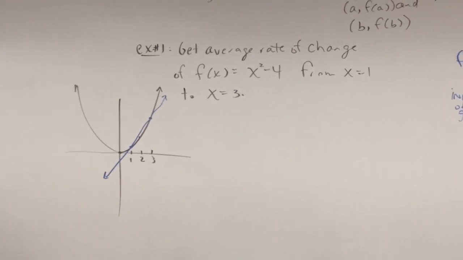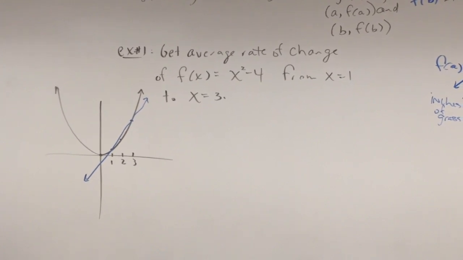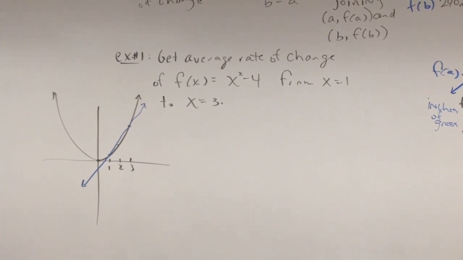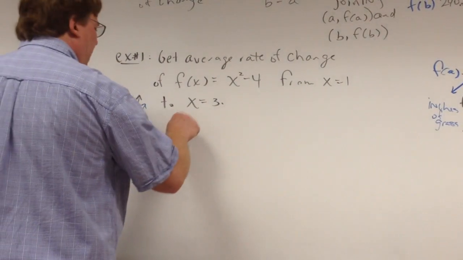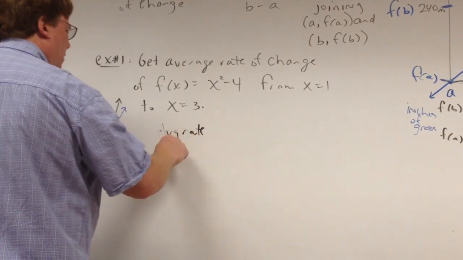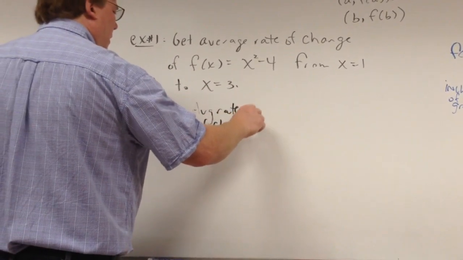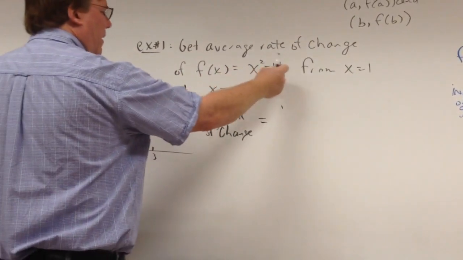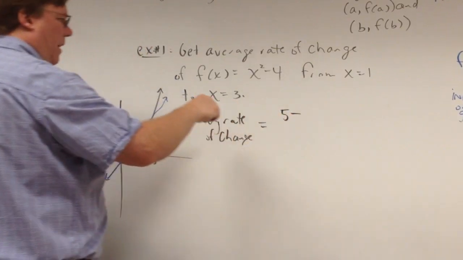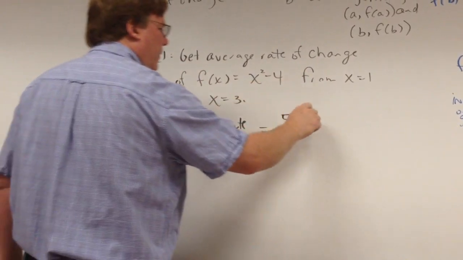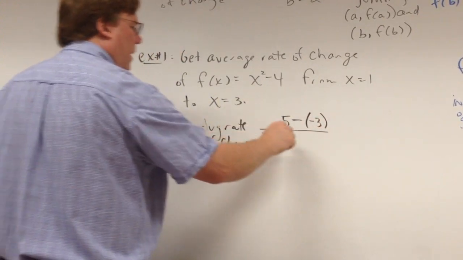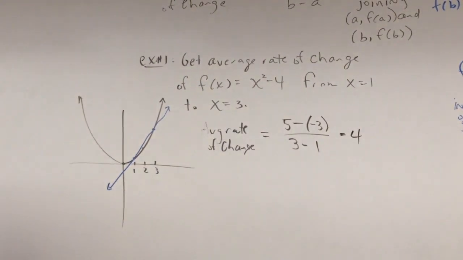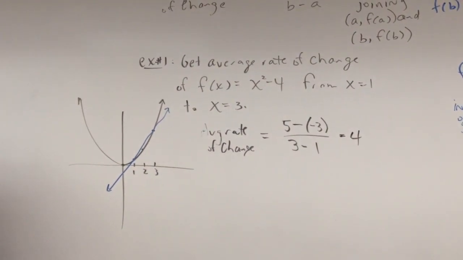Hey, anyone get an answer yet? What'd you get, Daniel? Smartest guy in the class. 4. Daniel got 4. Anyone agree with him? Oh, good for you guys. Yeah, 4 is good enough. You know, average rate of change is going to be f of b, which is 9 minus 4, which is 5, minus f of a, which is negative 3, over b minus a. And so you end up with a 4. Good. Yeah, and that's it. That's average rate of change. Any questions or issues?